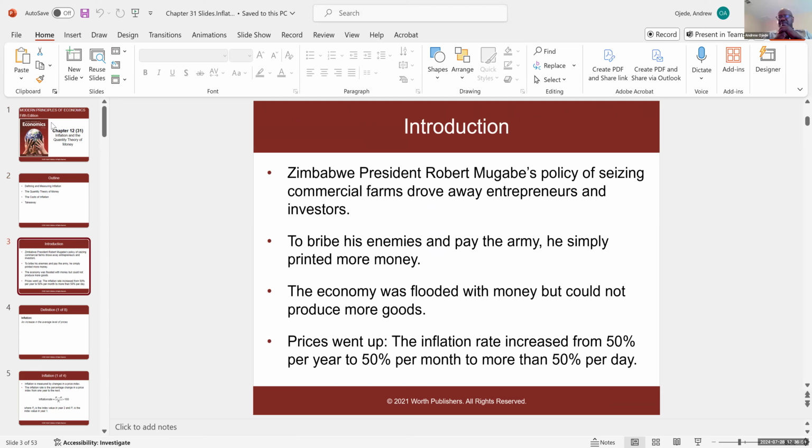So just some basic talking points here. President Robert Mugabe of Zimbabwe was one of the leaders who took over as president of that country, which used to be a very vibrant country that borders South Africa. So Zimbabwe in the 1980s, when I was growing up, used to be what they call the breadwinner of Africa. It used to be a very vibrant economy.